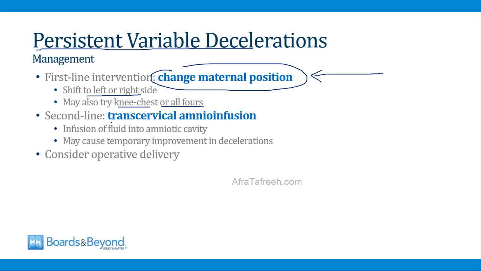A second line option is transcervical amnio infusion. This involves using an infusion catheter to infuse saline into the amniotic cavity, and sometimes by increasing the amount of fluid around the baby, you can get a temporary improvement in the variable decelerations. And then ultimately, in all these cases, you need to consider an operative delivery, either an operative vaginal delivery or a cesarean delivery if the decelerations do not improve.